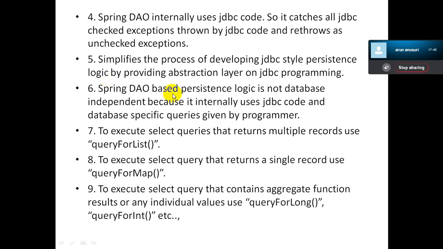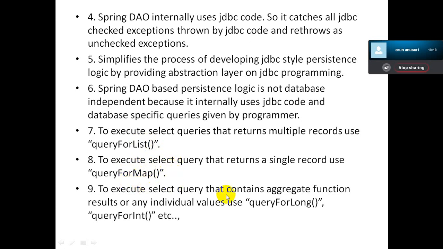So Spring DAO based processor logic is not database independent, because it internally uses JDBC code and database specific queries given by the programmer. To execute queries that return multiple records, use queryForList. queryForList returns me a list of records, a java.util.List. The result would be in that format. If I want the result in the form of a map, we can use queryForMap.